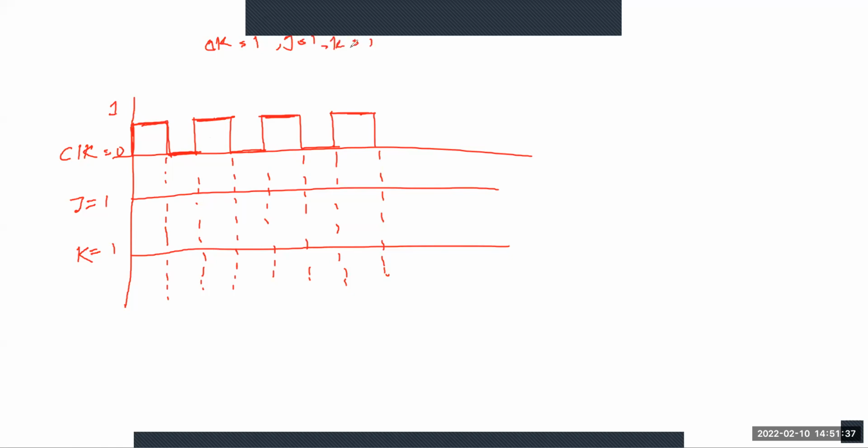Okay, so for this here Q n plus 1. So here actually, Q n plus 1. So now we need clock equals to 1. So here it is like that. Okay, this is 0 again.